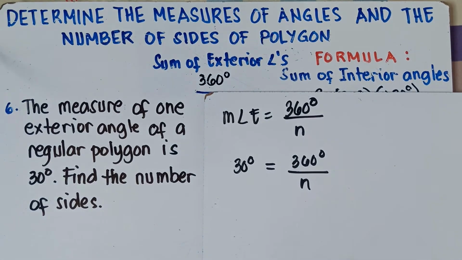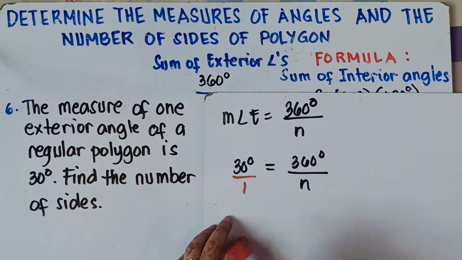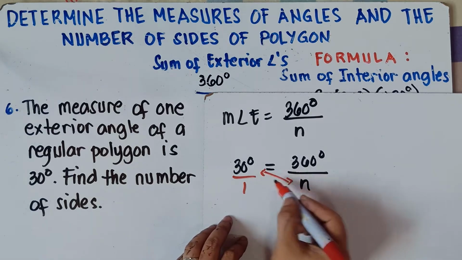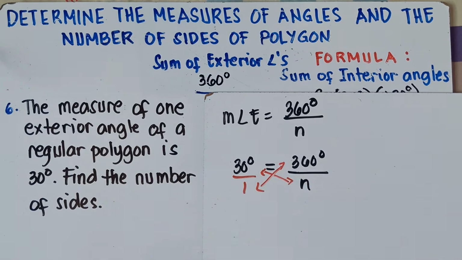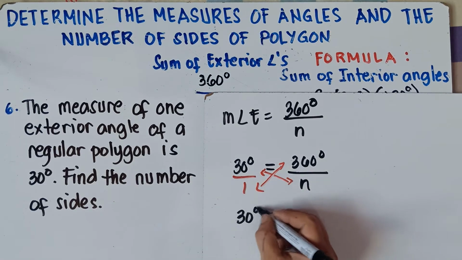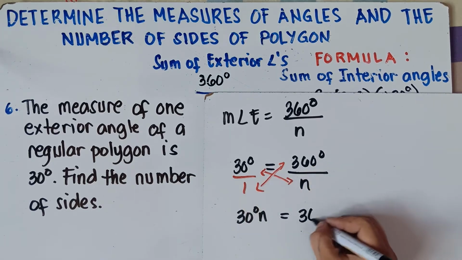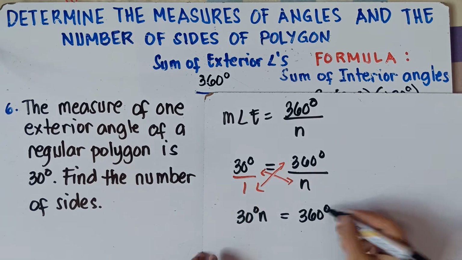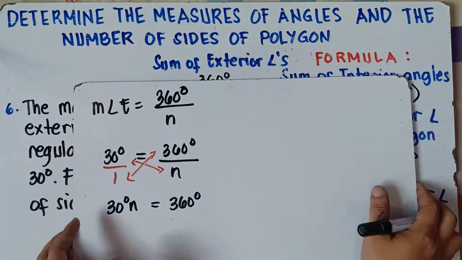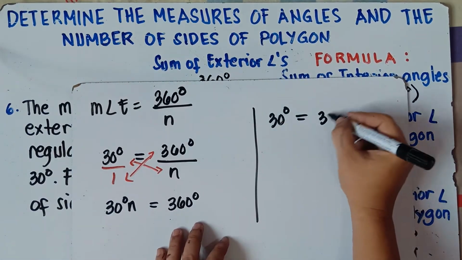So to find the number of sides, once again, we have two solutions. First, we can do cross multiplication. Understood that there's a 1 here, so we can just simply cross multiply. All right, so this will be 30 degrees times n. That would be 30 degrees n, and then 1 times 360, that's 360 degrees. All right, so this will be the first solution, and the other solution, class.